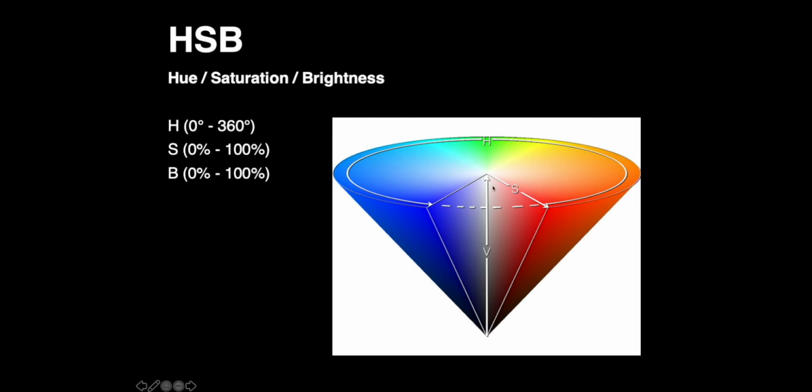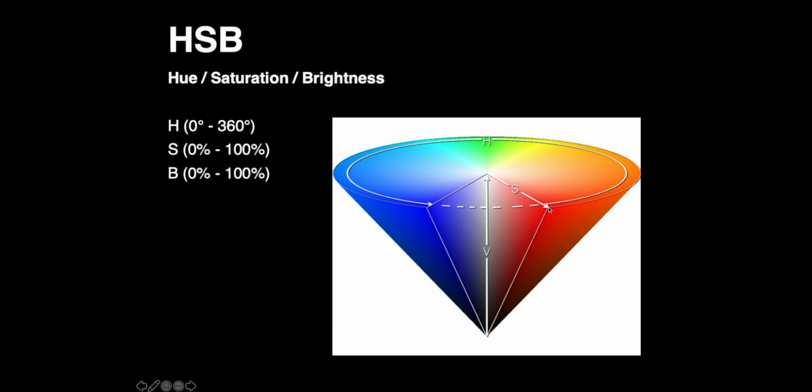So 0 is going to be red, 120 is going to be blue, and 240 degrees is going to be green. And 360 comes back to red. Then we have saturation and ranges from 0 to 100%. So it's basically from the center of this circle out to the perimeter of the circle. So this is 0%, and this is going to be 100%.